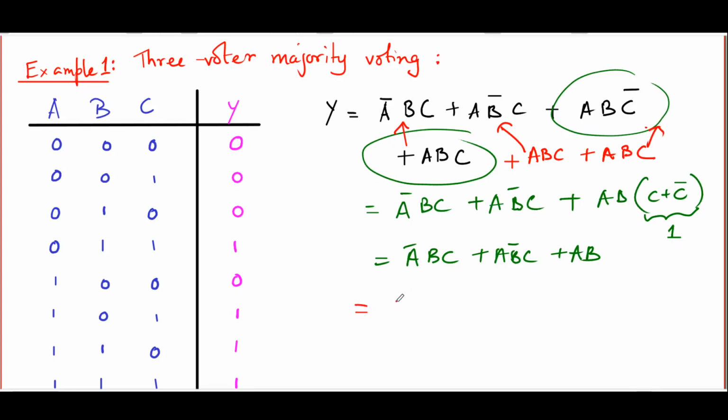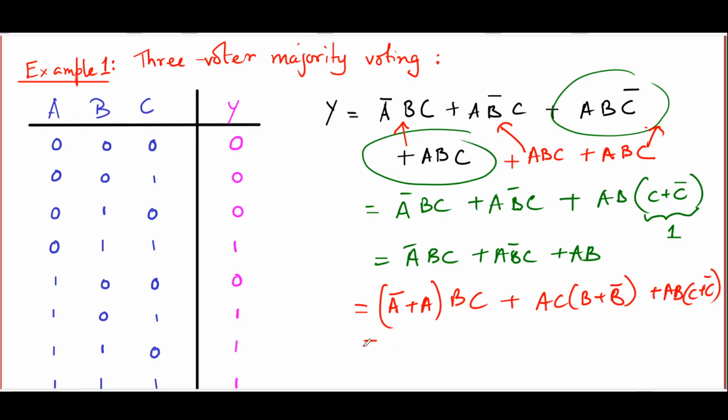So, if I were to write it out in full, I will be doing (A bar plus A) BC plus AC times (B plus B bar) plus AB times (C plus C bar), and that will reduce to BC plus CA plus AB. This is the simplest form which the three-voter majority voting function takes.